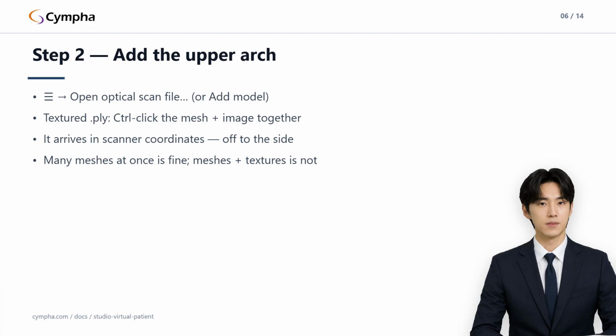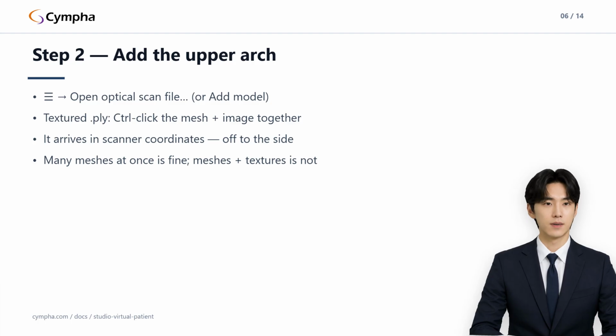Now the heart of the workflow. Right-click the upper arch and choose Register to. The Register model panel opens, and Studio enters a strict alternating pick mode. A click on the source, the arch, then a click on the matching anatomy on the target, the CT. During source picks, the source mesh is the only thing visible. For target picks, the scene returns to a snapshot of what was visible when you started.